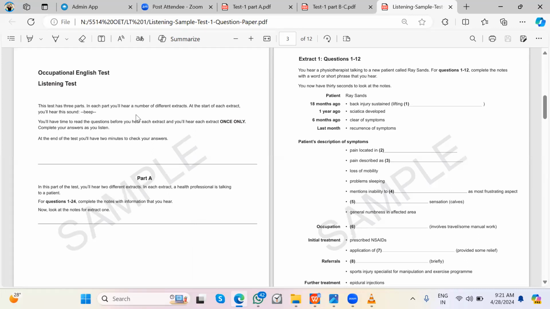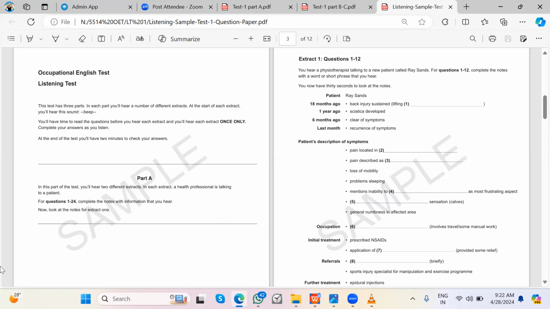Come in. It's Mr. Sands, isn't it? That's right, Ray Sands. Now, I think you've been referred to me because you're suffering from sciatica. That's right. Not for the first time, actually. OK, well, I've got some notes here, but perhaps you can tell me in your own words about any previous bouts of sciatica you've had, what treatment you had, what worked for you, anything else you can remember.